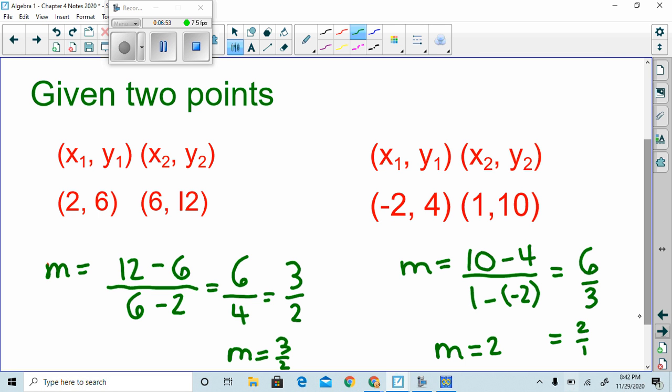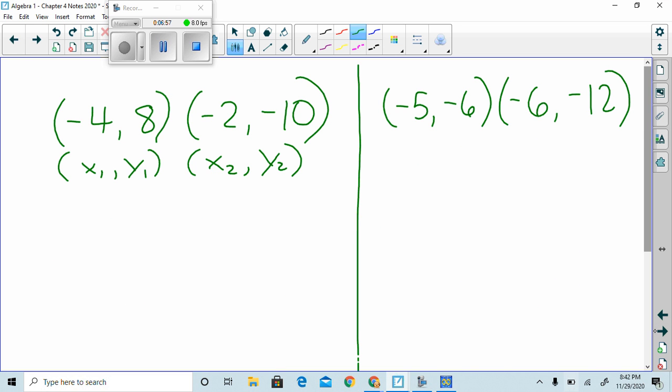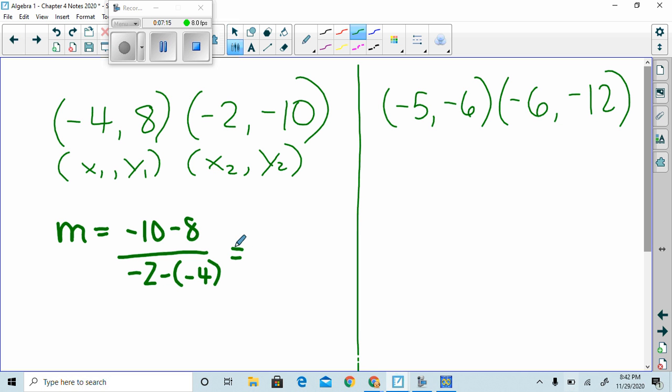I have many examples for us to try out in class today. Let's just do perhaps 1 or 2 more. We'll go on with this one, and we'll see that slope, we always say that we're dealing with m, is equal to negative 10 minus 8 over negative 2 minus a negative 4. Placement is important, as well as the calculation or computation.